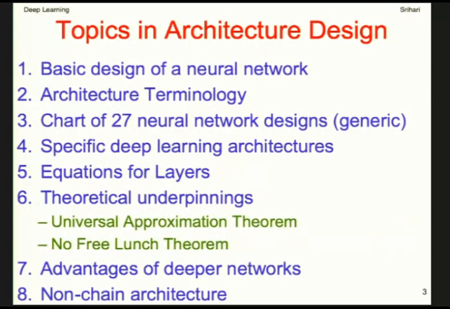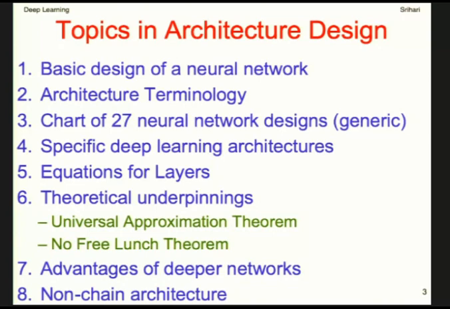So, topics in architecture design. What are the topics we want to go over here? Basic design of a neural network, some terminology. I found this nice chart of 27 neural network designs. That's not an absolute number. They just collected 27 all over in the literature.